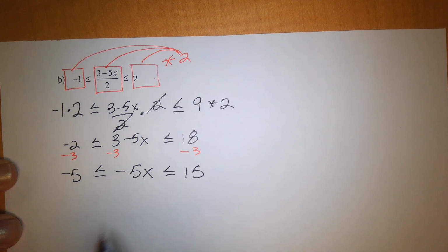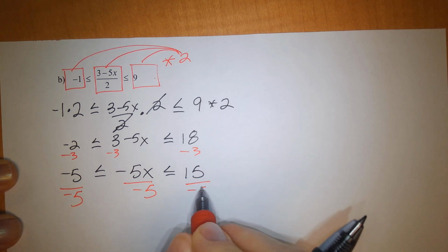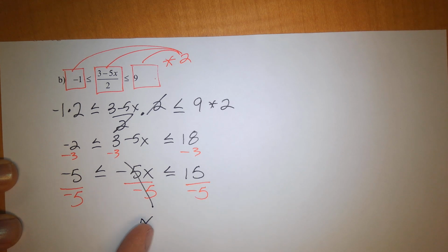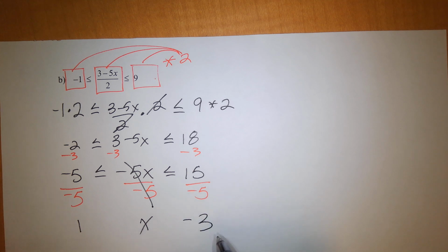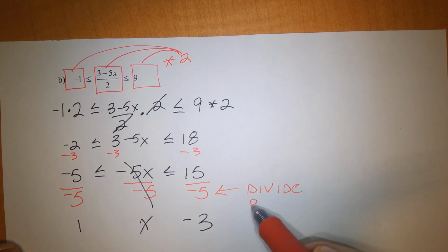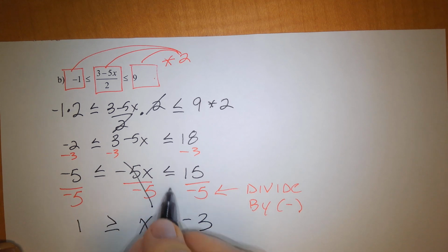My last step is now to divide by the coefficient, which is negative 5. When I divide by negative 5, that gives me x. That's what I want in the middle. I'll have 1 on the left and negative 3 on the right. But did you notice what we did? Right here, we divided by a negative symbol. And when you divide by a negative symbol, remember, we have to switch the sign. So these both are going to get switched to the opposite direction.